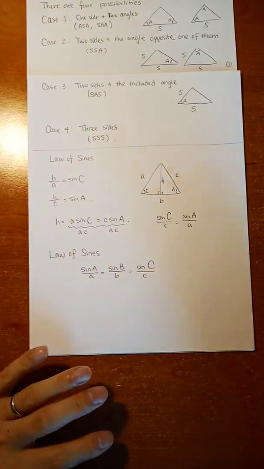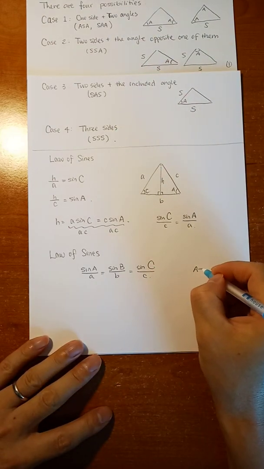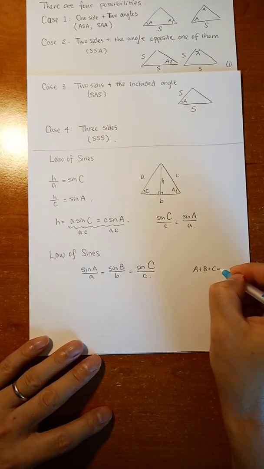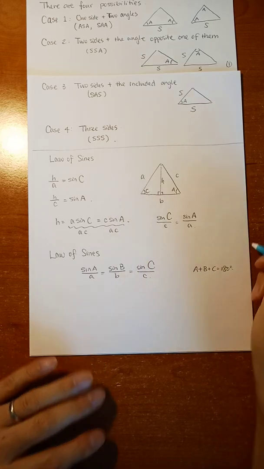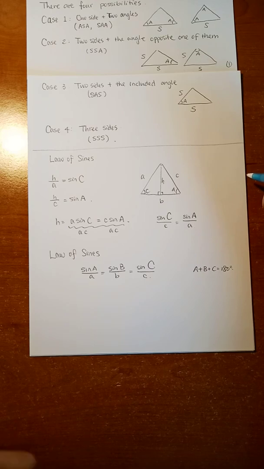See, it's a very neat formula. And of course, here we know that A plus B plus C is 180 degrees or pi radians. So these two formulas are the basic formulas for a general triangle, not necessarily a right triangle. Okay?